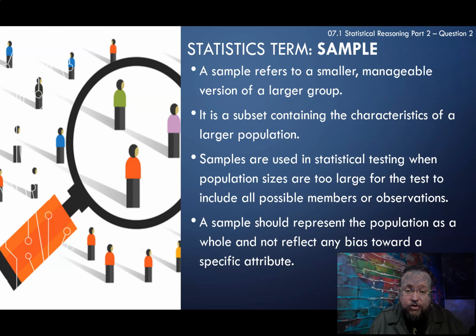Otherwise, if it's too large to go through every single entity within that population, then you need to make a sample and decide how you're going to sample. So how do you select elements from that overall population, and how many of those elements do you actually select, and trying to deal with a proper design.